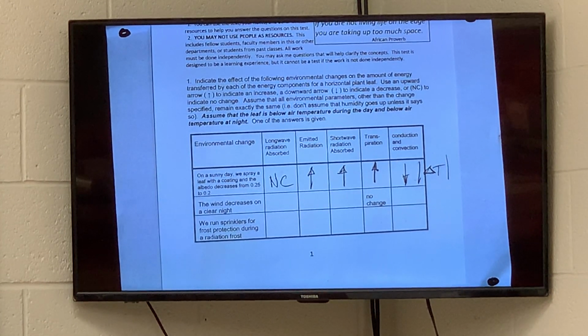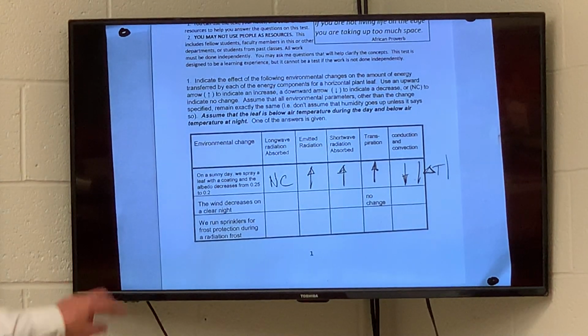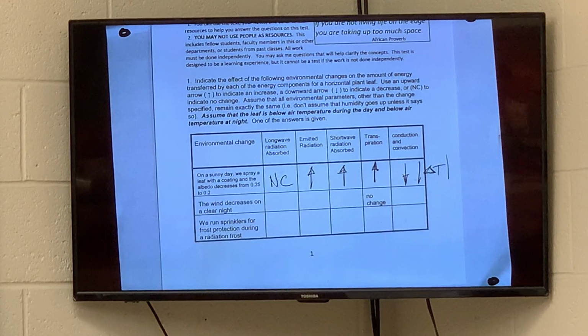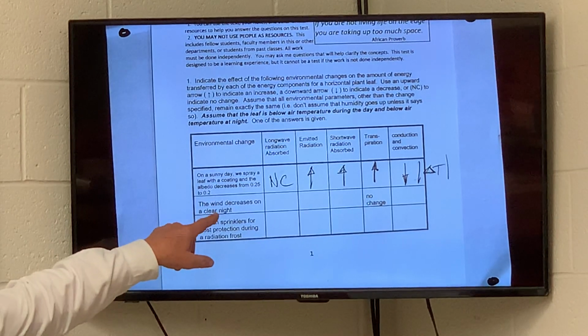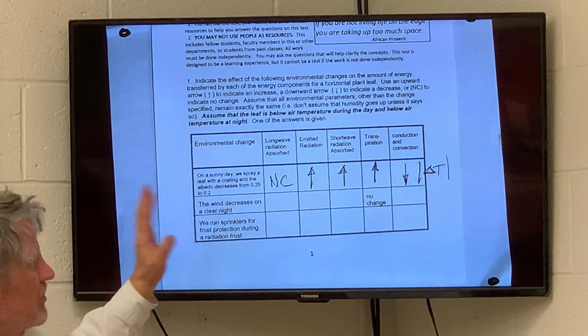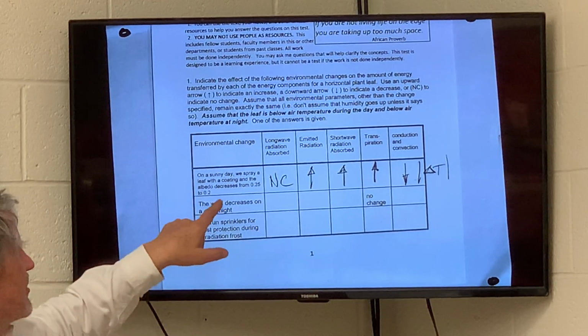I'm not sure if I need to go through the rest of these because these are so similar to previous things. I can tell you that if you just think through what happens to leaf temperature, let's just talk about that. And once you know that, you can figure out anything else.